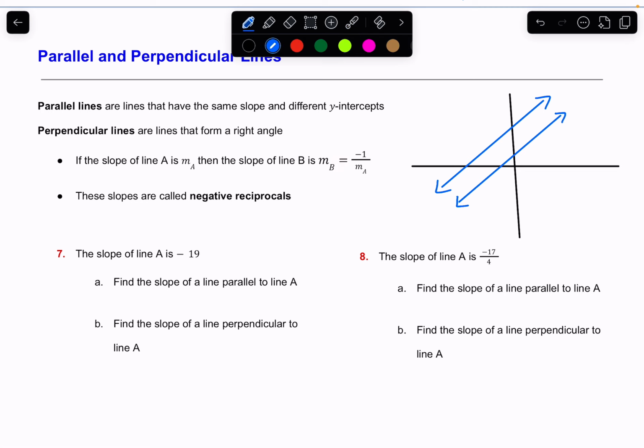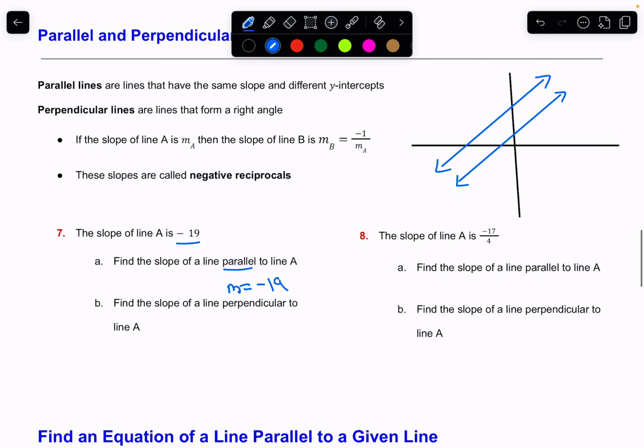All right, so let's do 7. It says the slope of line A is negative 19. Find the slope of a line parallel to line A. So if it's parallel to line A, that means it has the same slope. And so m is going to equal also negative 19, where I did not change anything about it. It's the exact same slope.